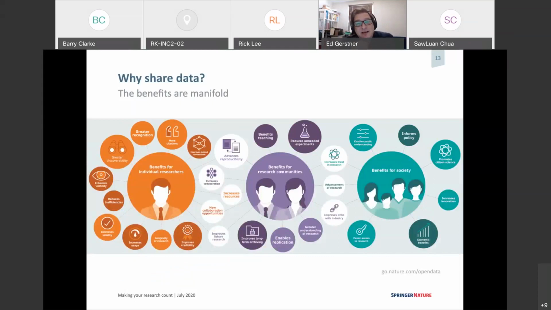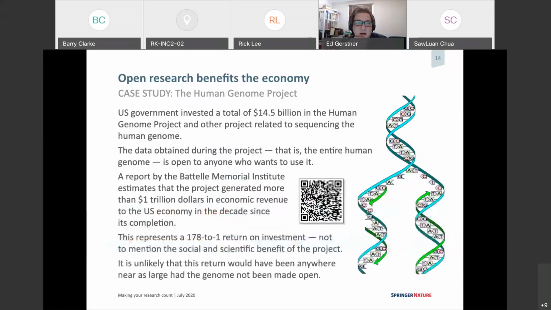And the benefits of sharing data, not just open papers, but open data, are manifold. They benefit researchers through greater recognition, more citations. They benefit research communities because the research becomes more useful, and they benefit society because if the research becomes useful, it makes more impact, and it leads to more and better benefits to the world. And probably the most salient example of this is the Human Genome Project. And this benefits the economy.